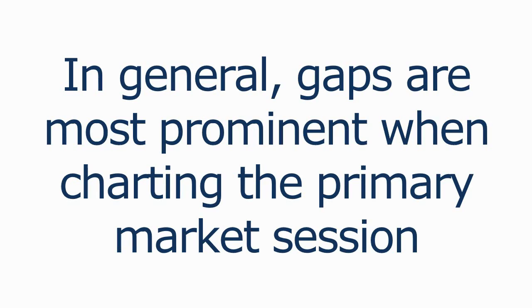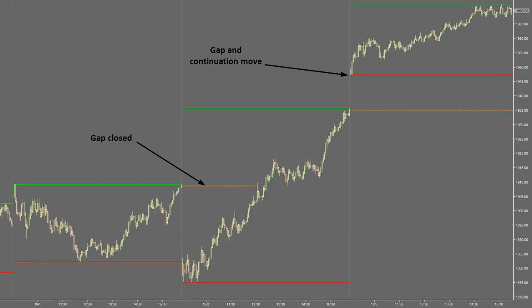Now, in general, gaps are most prominent when charting the primary market session. They also tend to be the most important. So once a gap starts to close, it often closes or at least pushes a significant way. A failed test into the gap and new extreme on the opposite side for the day often leads to a gap continuation. Here's a chart with two examples in the S&P. One gap closes and one gap continuation.